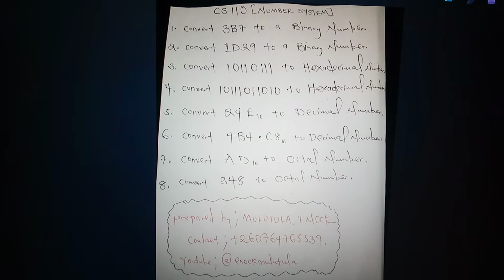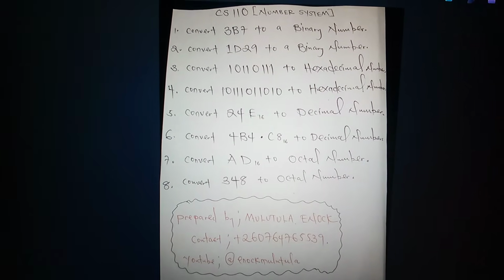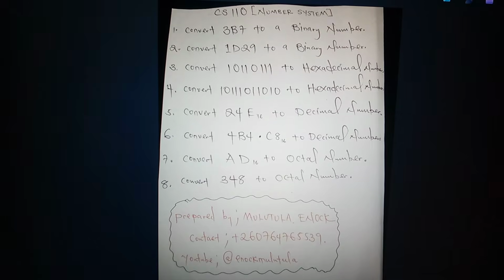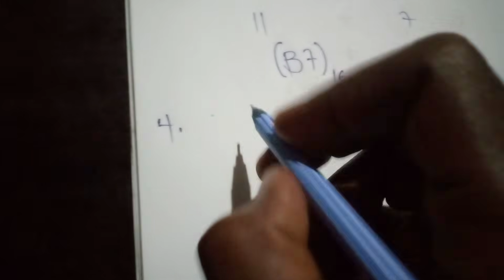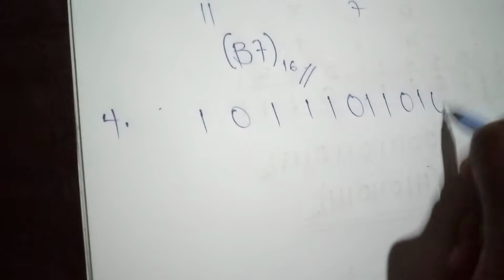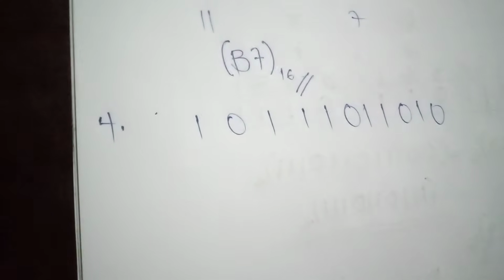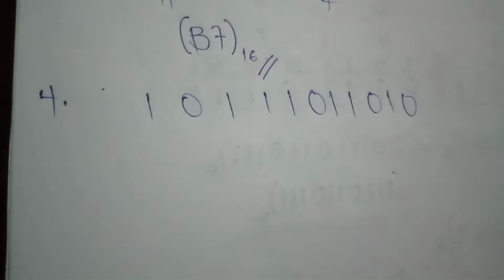The next question, question 4, is also telling us to convert a binary number to hexadecimal. So same procedure. We have been given 1 0 1 1 1 0 1 1 0 1 0 as our binary number. Now they want us to convert it to hexadecimal. So same procedure.